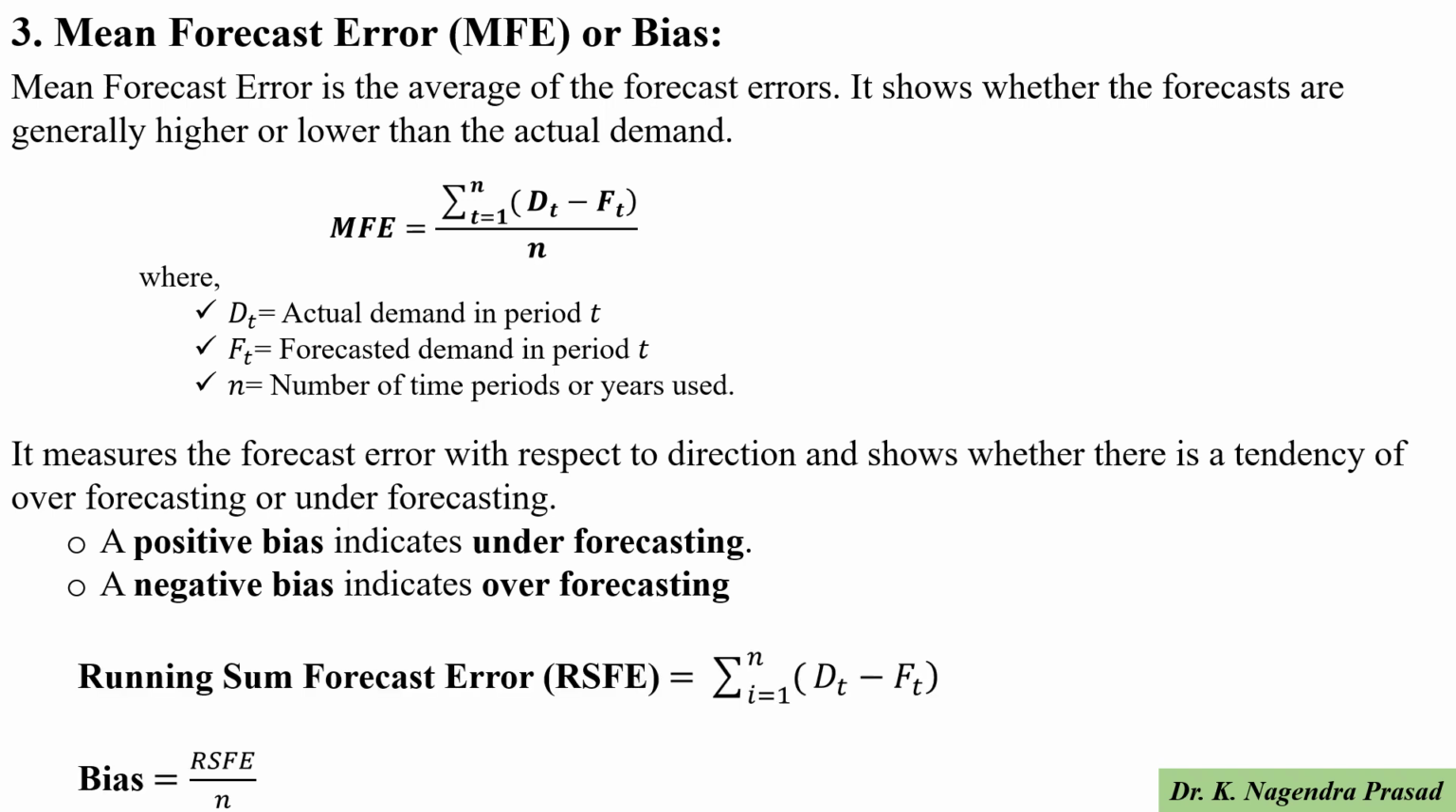And next we have running sum forecast error RSFE, which is equal to the summation of t equal to 1 to n, D_t minus F_t. And similarly bias equal to the RSFE divided by small n, where small n equal to the number of time periods or years we are using.